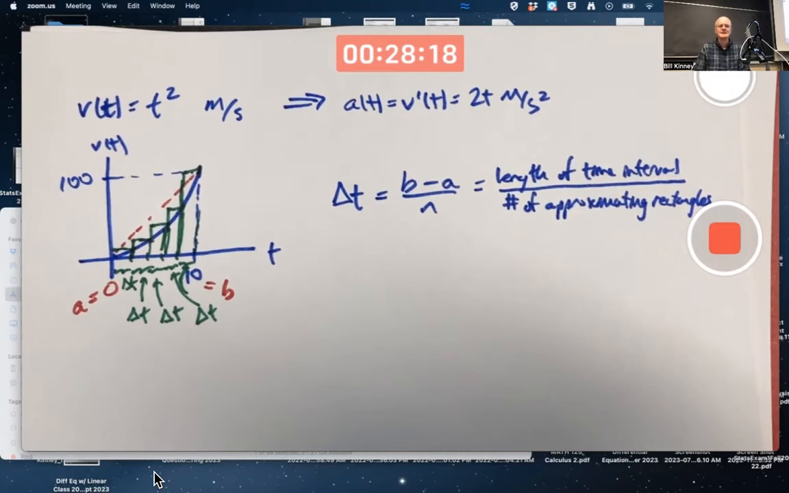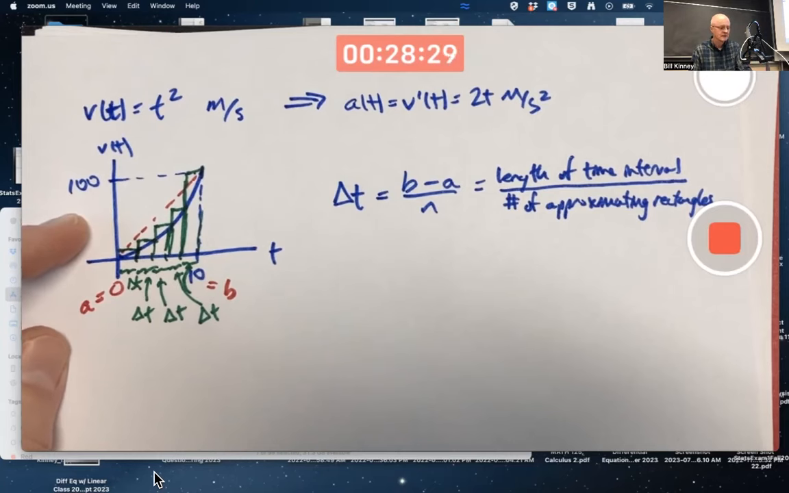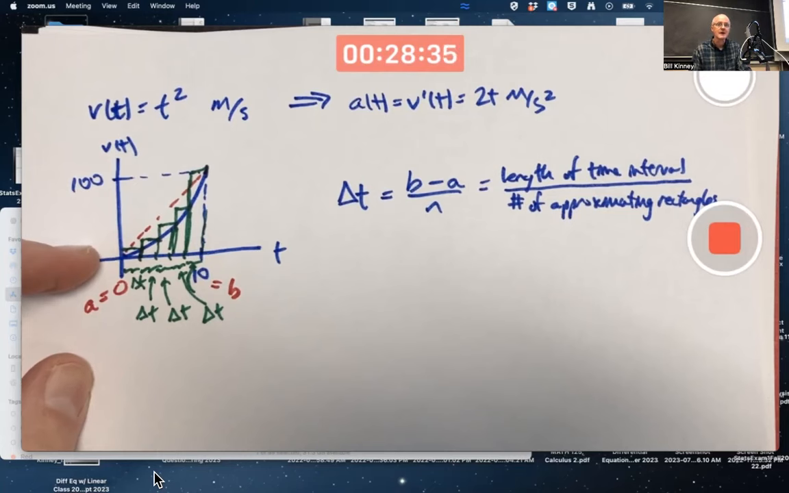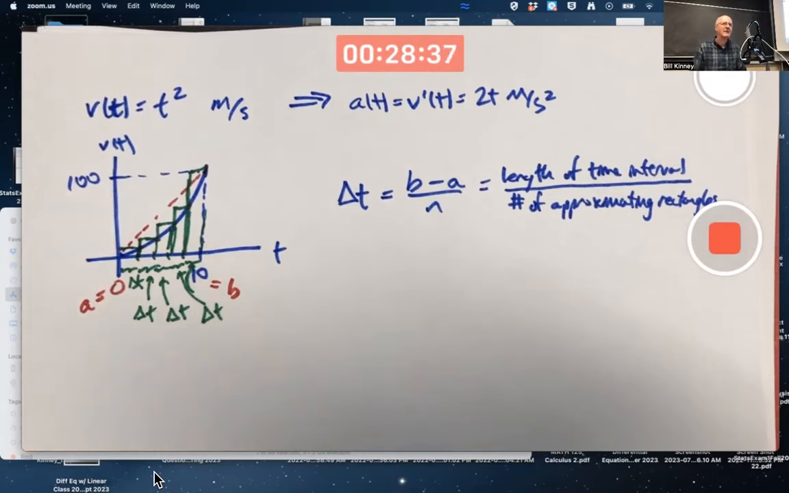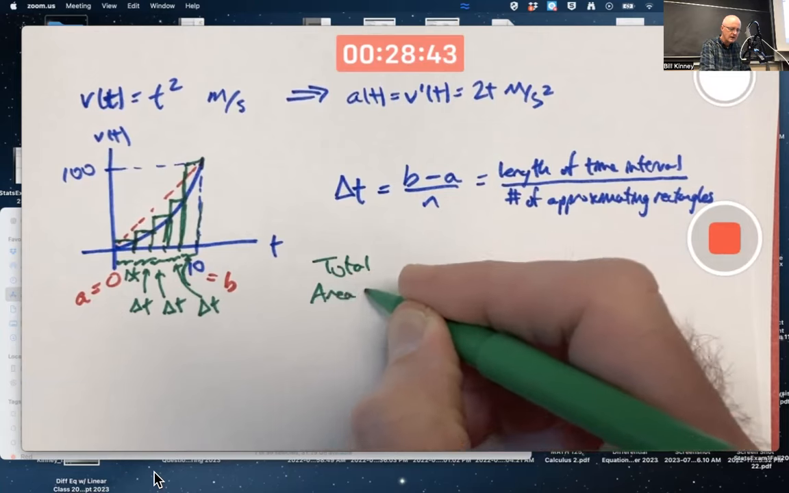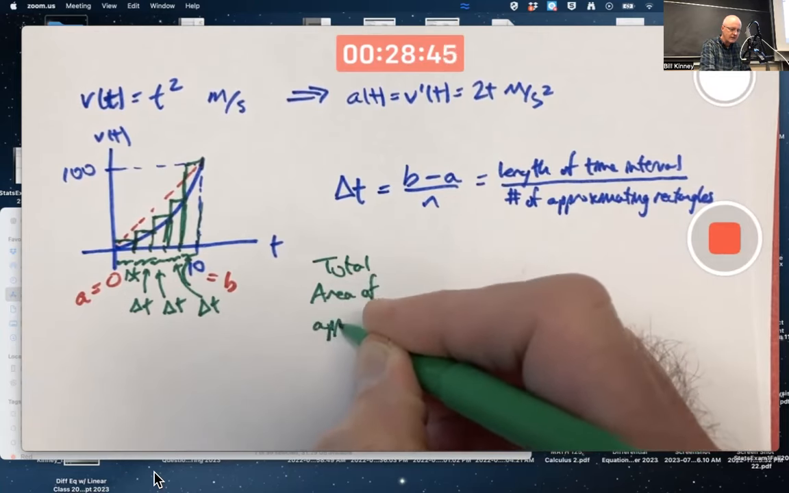But if I add up those areas, it shouldn't be too far off from the total area under the curve. Certainly better than 10 times 100. Certainly even better probably than the area of the triangle, 1/2 times 10 times 100. Let's go ahead and figure out what that area is. Total area of approximating rectangles here in this picture.